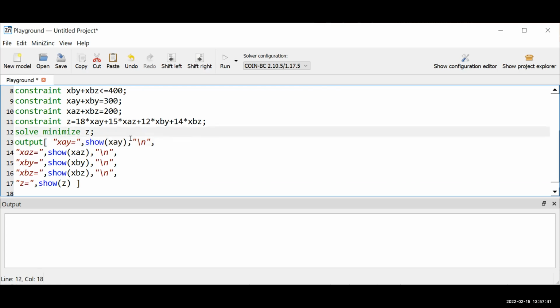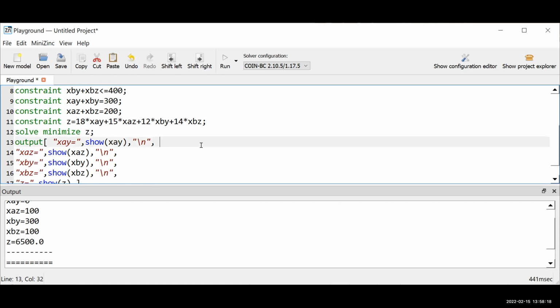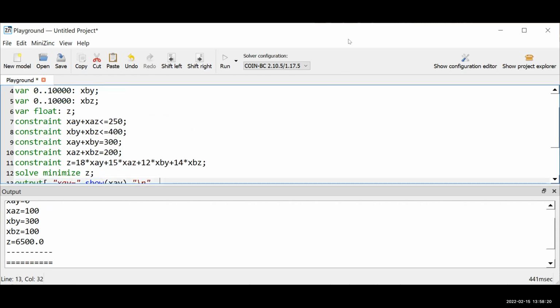If there is an error, Minizinc will show the error. Okay, and then we just run this. The basic solver of Minizinc is Gecode, but to run this you need to use CoinBC. This is the solver that we use for linear programming. So there, you got the result. Can you see it? So this is the result. You get XAY, XAZ, and so on. You can also use the same thing in Excel.